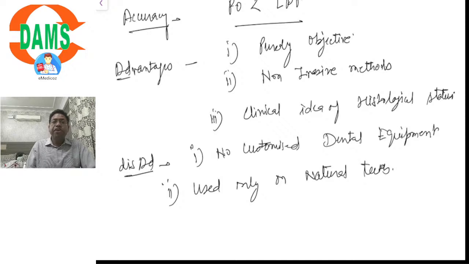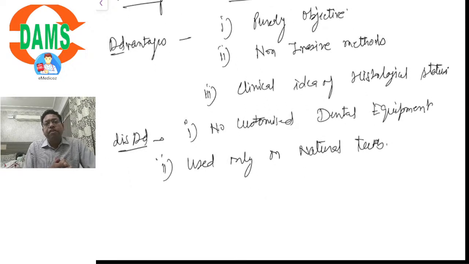Although these two methods are very accurate in diagnosing the status of pulpal blood circulation, they can only be used on natural teeth. Suppose you have to test the pulpal status in a tooth with full coverage crowns, then you cannot use pulse oximetry or laser Doppler flowmetry.